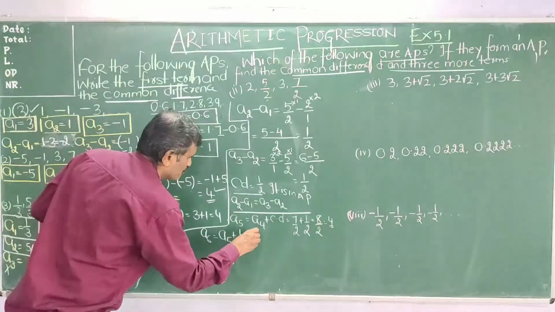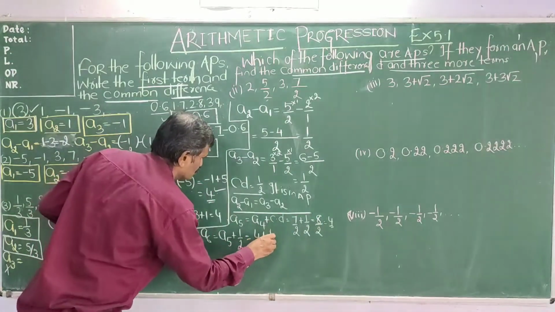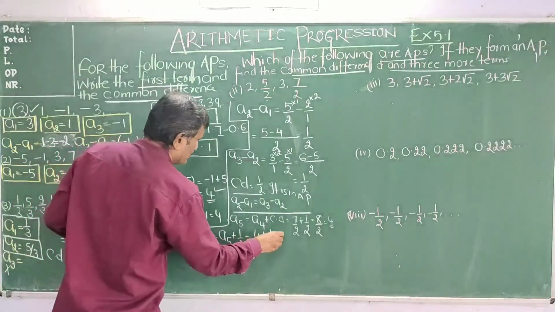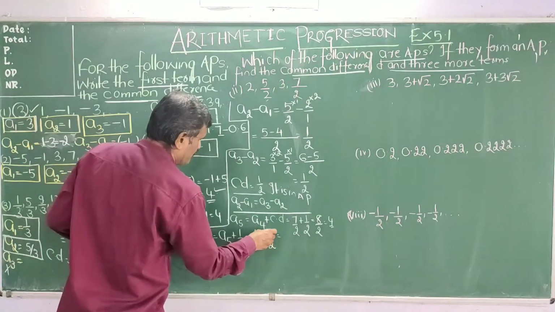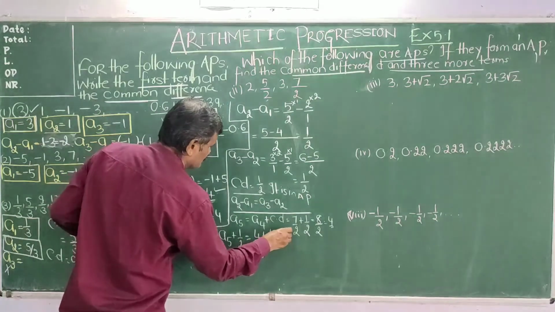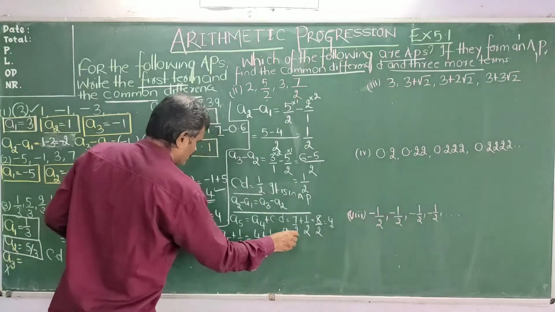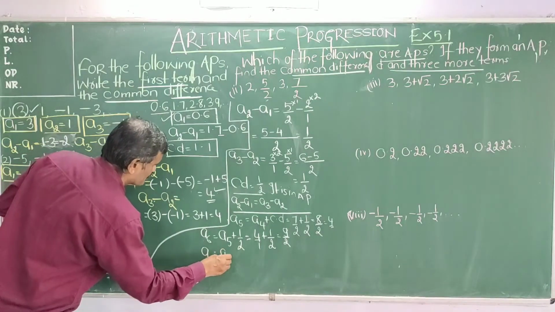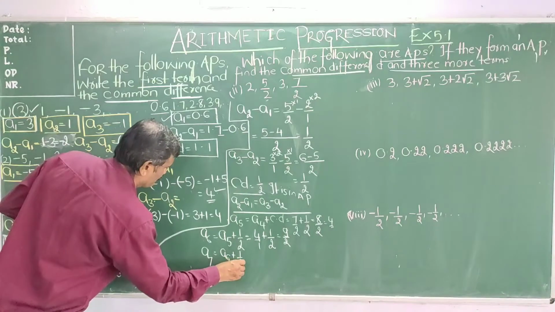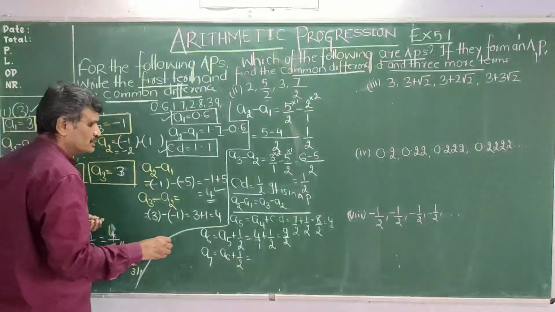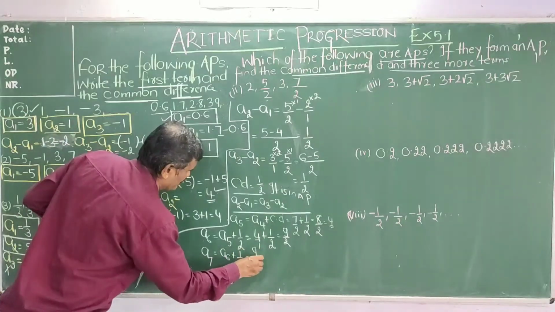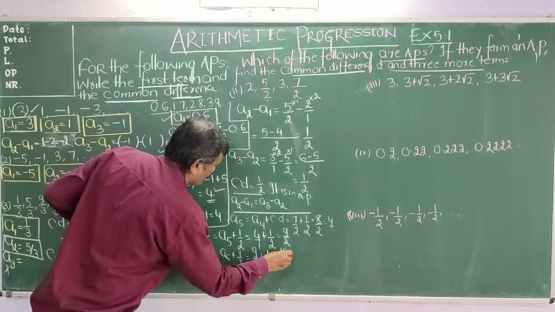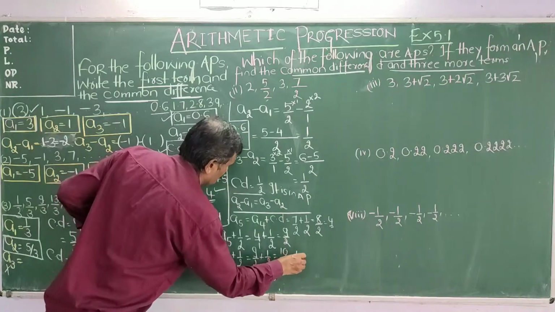What is the 5th term? 5th term is 4 plus 1 by 2. So 4 plus 1 by 2 means how much will you get? You see, 2 fours are 8, 8 plus 1 is how much? 9 by 2. Then what is the 7th term? 7th term is 6th term plus 1 by 2. What is the 6th term? 9 by 2 plus 1 by 2, that is 10 by 2, and that is equal to 5.